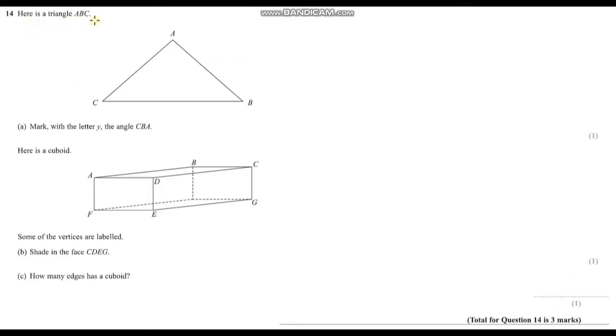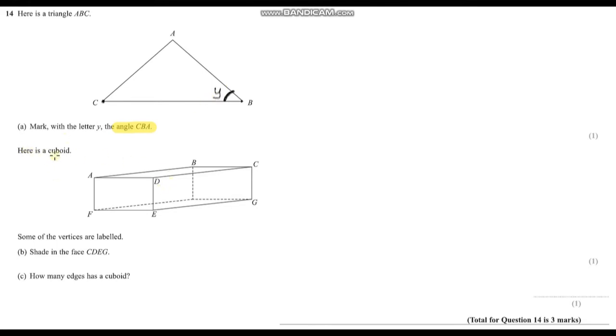Question 14. Here is a triangle ABC, which we can see. Mark with the letter Y the angle CBA. Now, when we're dealing with angles, the letter in the middle tells us where the angle is. So the angle CBA, we're starting here, CBA, it's this angle. So it's always the one in the middle. So it says mark with the letter Y. So let's write that in. There we go. We've done part A.